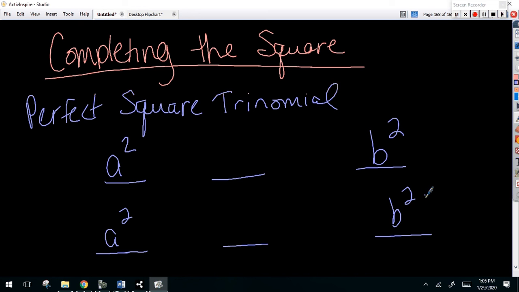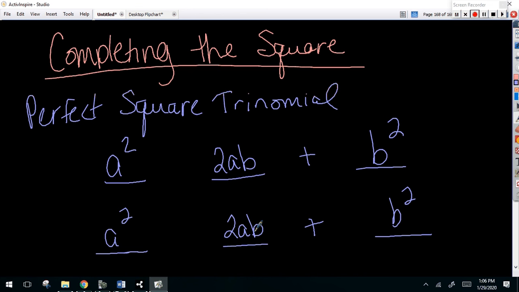That's criteria number 1. Criteria number 2, the second sign has to be a plus. And criteria number 3 is, this is the hardest one to remember, if you take the square roots of the ends, so the square root of a squared would be a, the square root of b squared would be b. You take the square roots of the ends, you multiply them together and double them. That has to be what's in the middle. If all three of those things are true, then you have a perfect square trinomial.